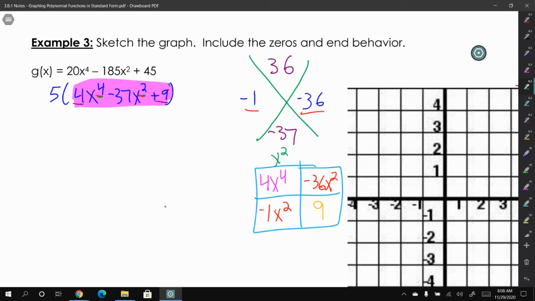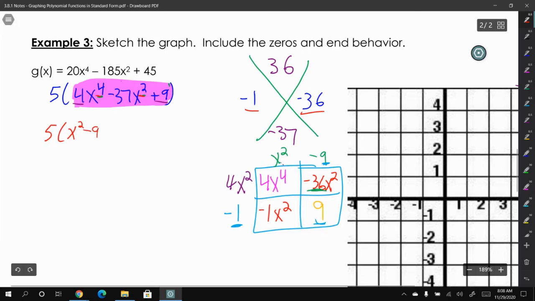And then we look at the second column and see what is the GCF of that second column. Well, you can divide both numbers by 9, but because this top number is negative, we're going to do negative 9. And then we say x squared times what gives us 4x to the fourth. That's 4x squared. And then you say negative 9 times negative 1 gives us positive 9. So our factors are going to be x squared minus 9 and 4x squared minus 1.